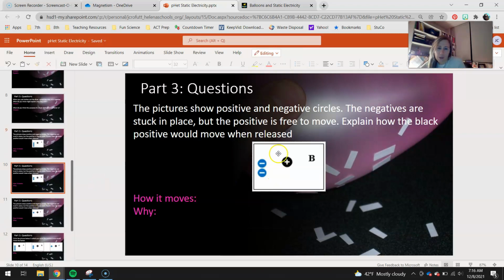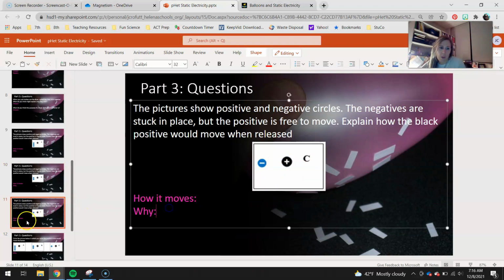Same one, we only have 2 negatives this time. Again, they're stuck in place, but this black one is free to move. So if I let go of it, how's it going to move and why? And then finally, there's the 1 negative stuck in place and the 1 positive. So how's it going to move and why?